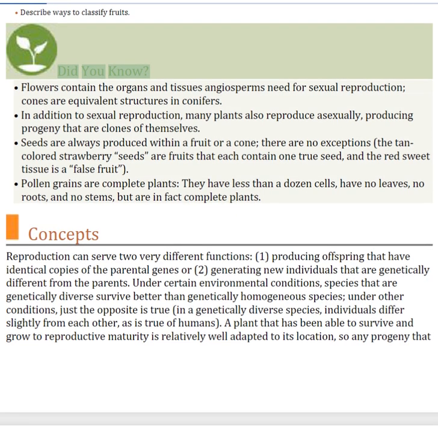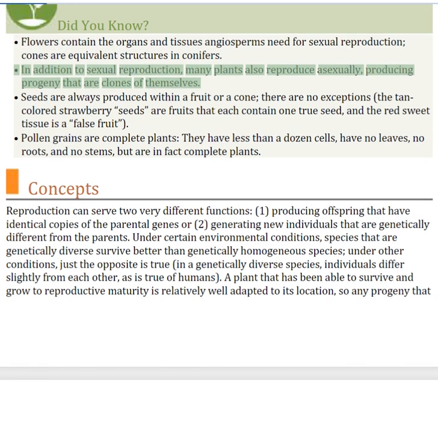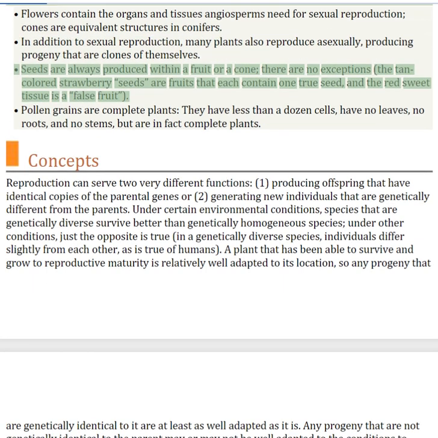Did you know? Flowers contain the organs and tissues angiosperms need for sexual reproduction. Cones are equivalent structures in conifers. In addition to sexual reproduction, many plants also reproduce asexually, producing progeny that are clones of themselves. Seeds are always produced within a fruit or a cone, there are no exceptions.